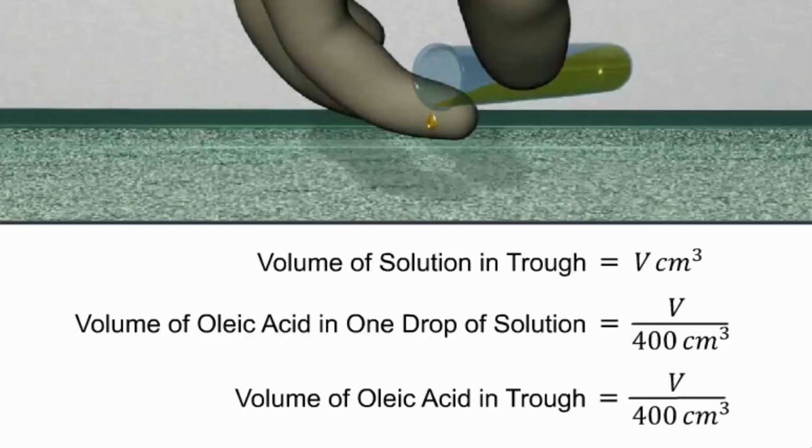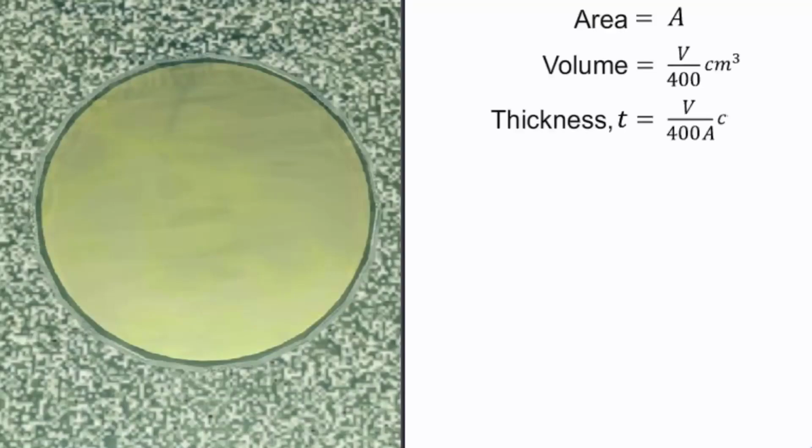Now that we have the area and volume of the thin circular film, we can get its thickness, T, as the ratio of volume to area. T is equal to V by 400 A centimeter. If we assume that the film is monomolecular, as the concentration is very low, the thickness of film becomes the size of a molecule of oleic acid.